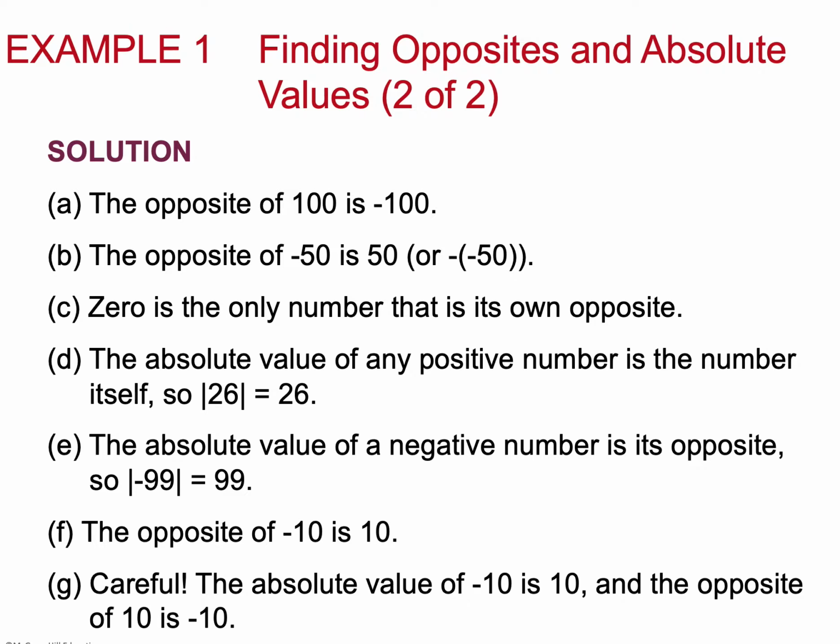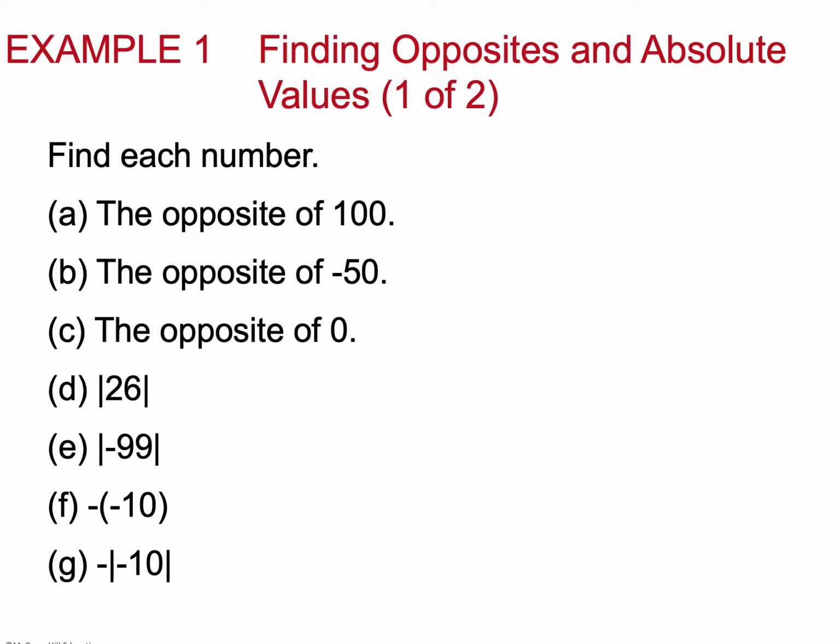The absolute value of 26 is 26. The absolute value of -99 is +99. The opposite of -10 is 10. You have to be careful though, because the absolute value of -10 is 10, and the opposite of 10 is -10. So if you look at G, I'm saying find the absolute value of -10, then take the opposite of it.